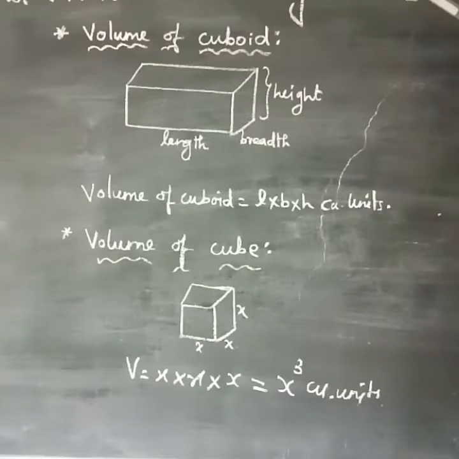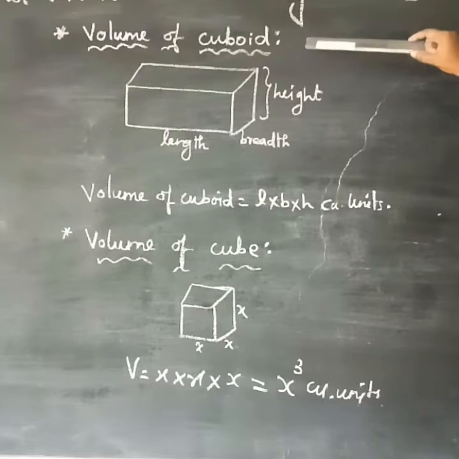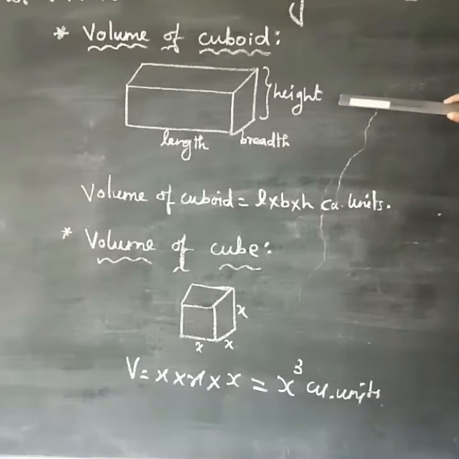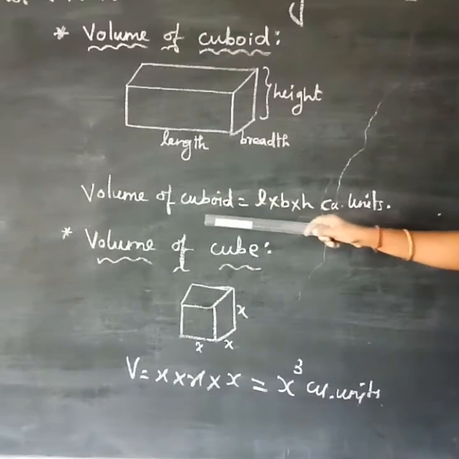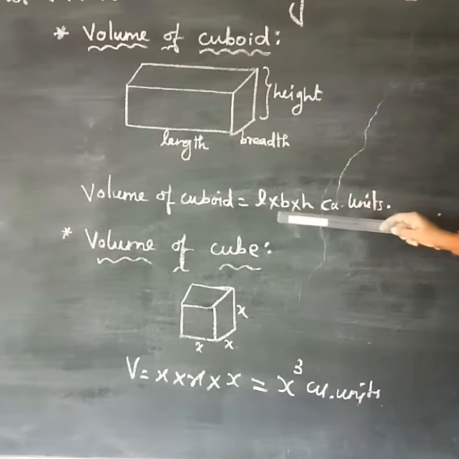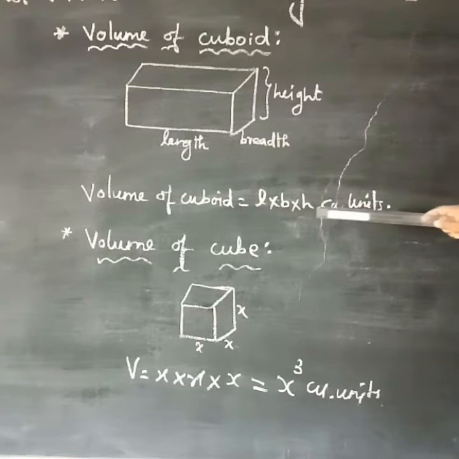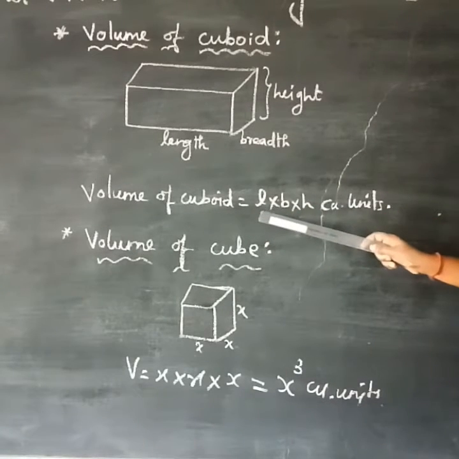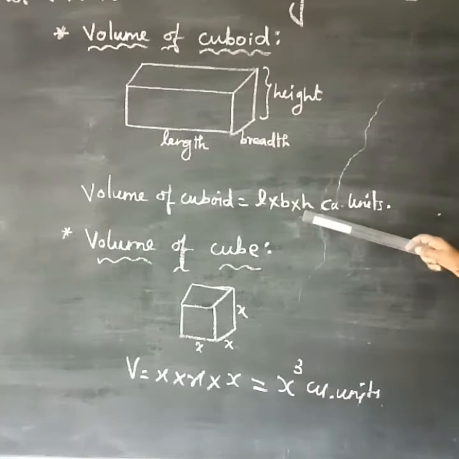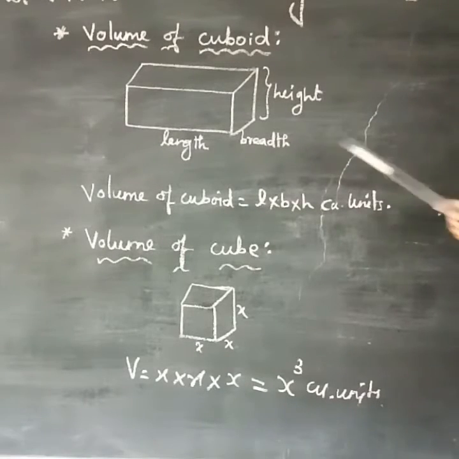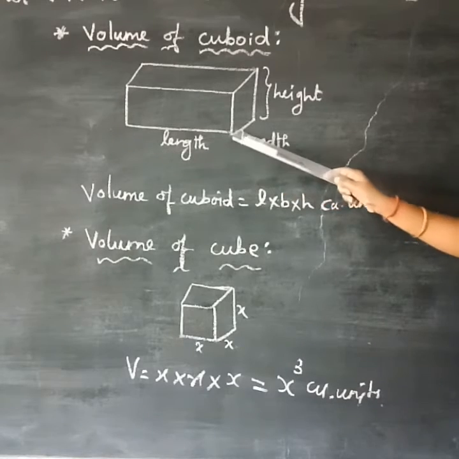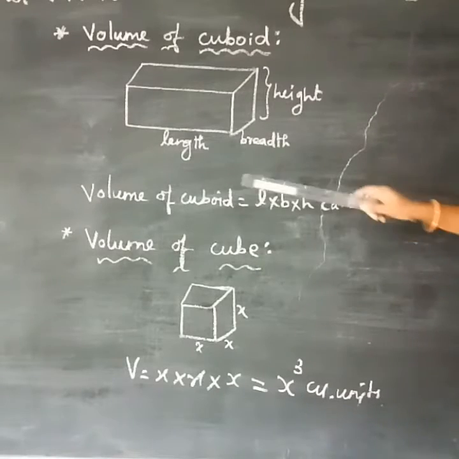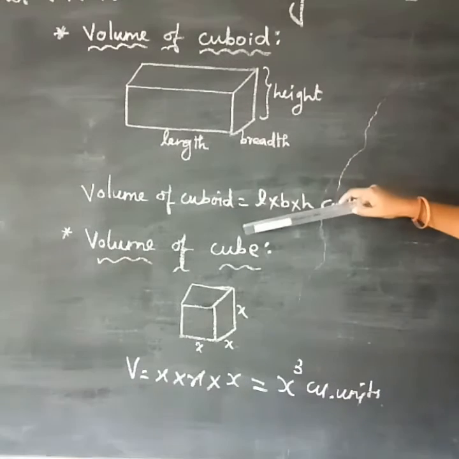Clear? Next one, volume of cuboid. Cuboid has length, breadth and height. Volume of a cuboid equal to length into breadth into height cubic units. So this portion is called length, this portion is called breadth and this one is height. Clear? Next one, volume of cube.